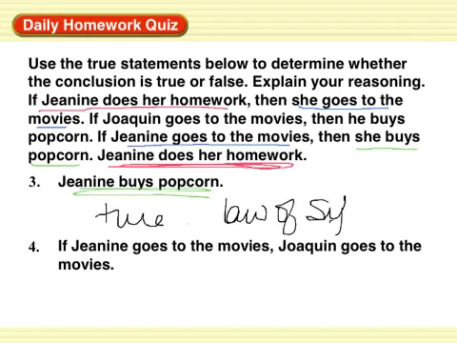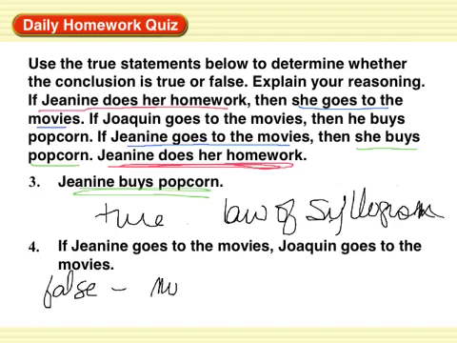So yes, it's true. Now let's back up. If Janine goes to the movies, then Joaquin goes to the movies. Joaquin was like random information in a paragraph. There's no law of logic that applies to Joaquin. I didn't even underline it because Joaquin going to the movies had nothing to do with the law of syllogism for Janine. All right, good work today.